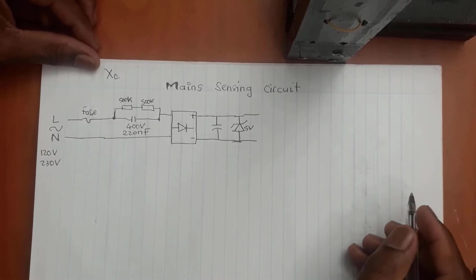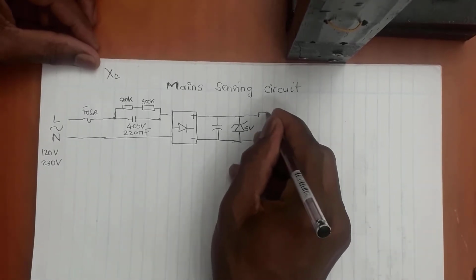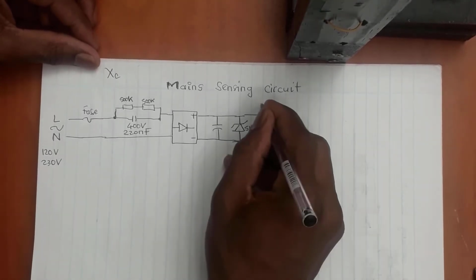What's the next thing I'm going to connect? I will connect a resistor here. I connect a 1k resistor here.